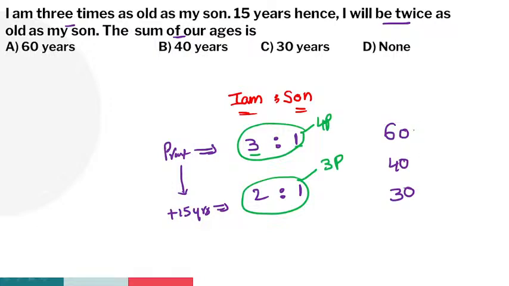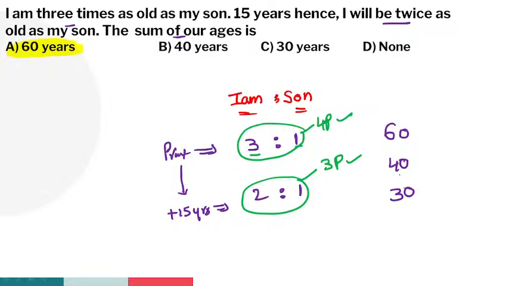What is the first option? 60. 60 is a multiple of 4, guys. Yes, 4 15s are 60. Right. And next, 60 is a multiple of 3, guys. Yes, 3 20s, 60. So that's why option 1 is the right answer, guys, here. Clear, and all of you? The sum of our ages, that's why we are adding, guys, here. Right? Check the remaining options also.